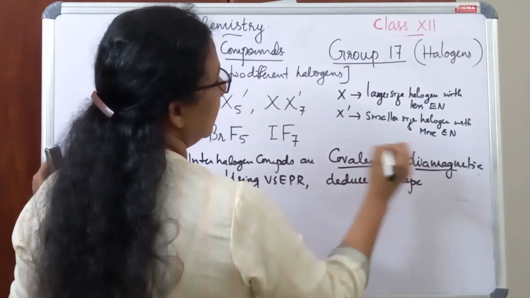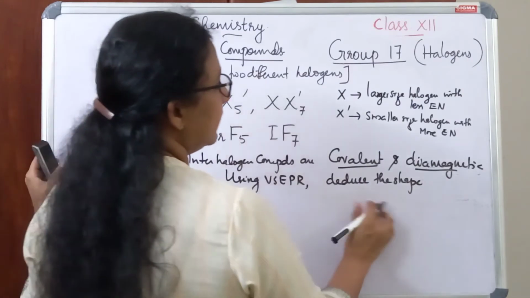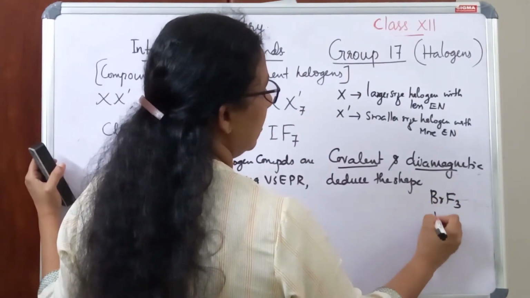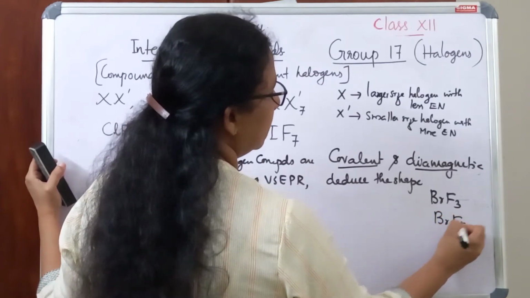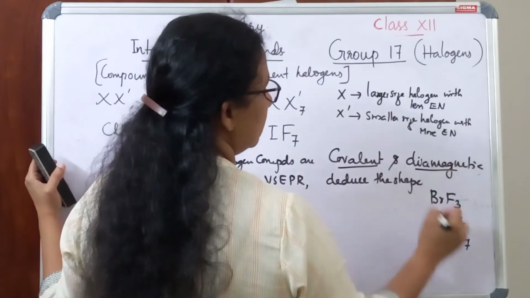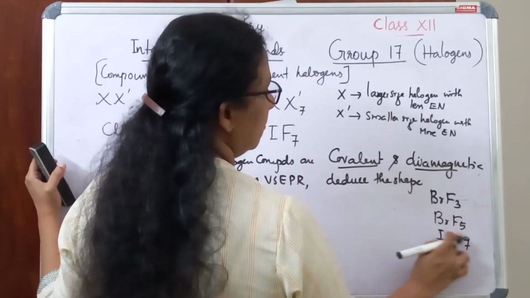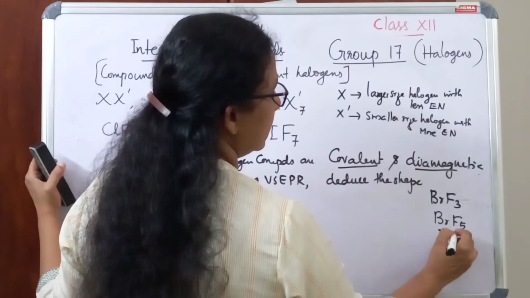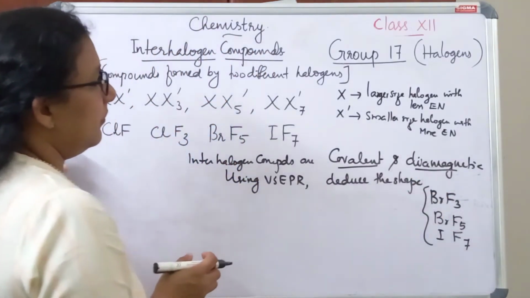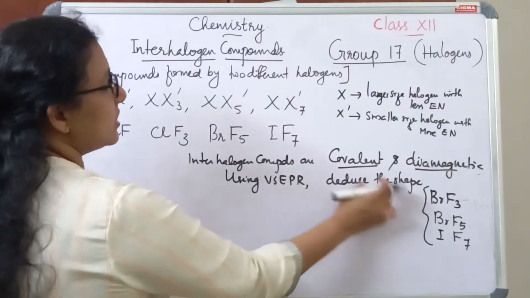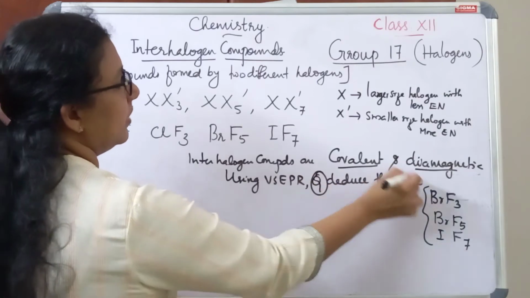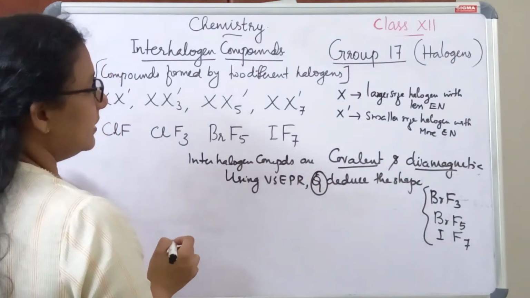So using VSEPR theory, we can deduce the shape of different molecules like BrF3, BrF5 and IF7, not ICl7, it is IF7. So these are the three important compounds. Here we need to deduce the shape. That is an important question. So deduce the shape of these interhalogen compounds.